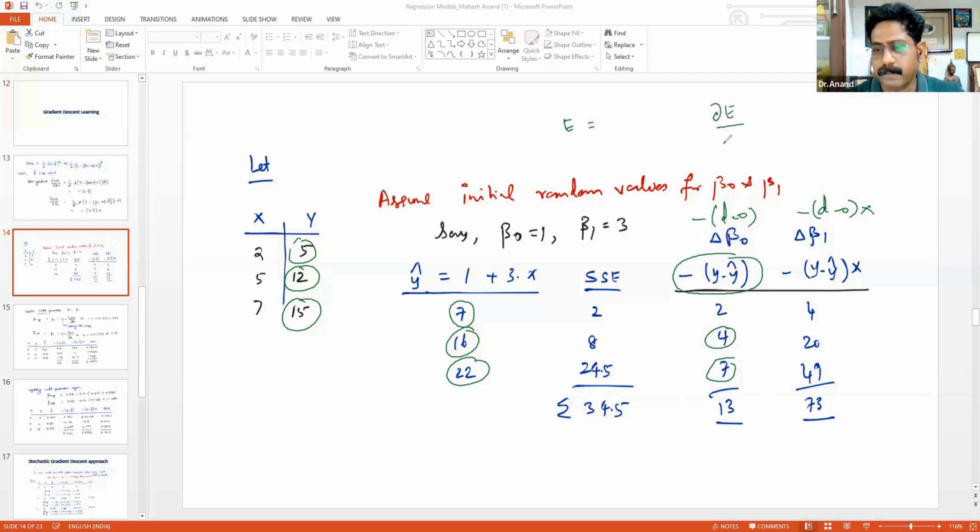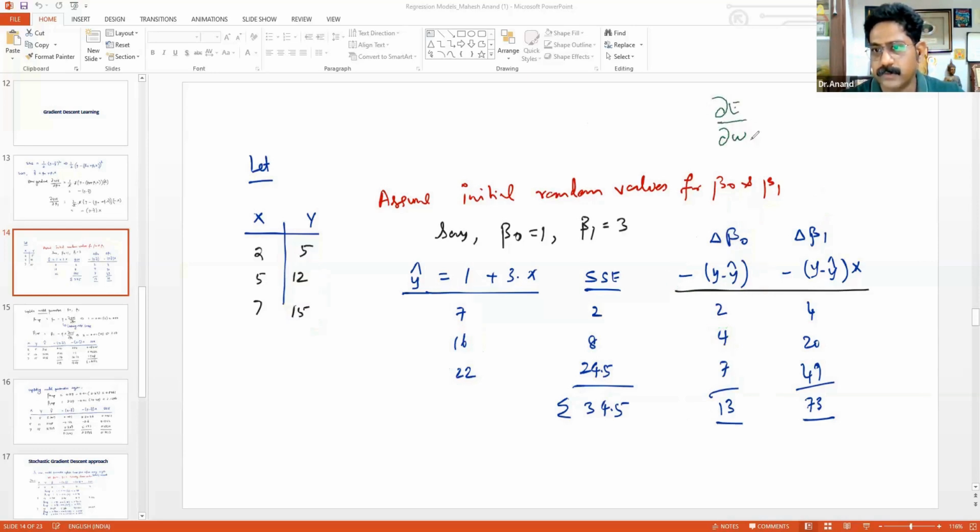dou E by dou beta naught in linear regressor notation, or dou E by dou W in neural network notation. You can use this neural network notation. We are going to substitute this as the adjustment factor for your bias. WB new equals WB initial minus eta times this value you are substituting, right?